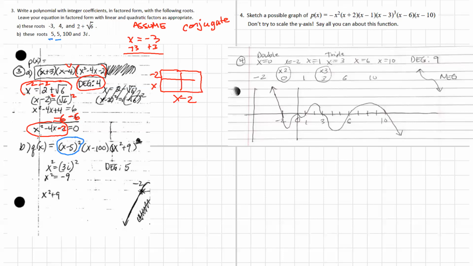So I just made this one q of x. This is part B. You can use p of x, you can use q of x. We've been using p of x and q of x a lot in this, so you can call it whatever of x you want. You could call it f of x. You could call it t of x. It doesn't matter. Q of x equals x minus 5 squared. The 100 is going to be x minus 100, so times x minus 100.